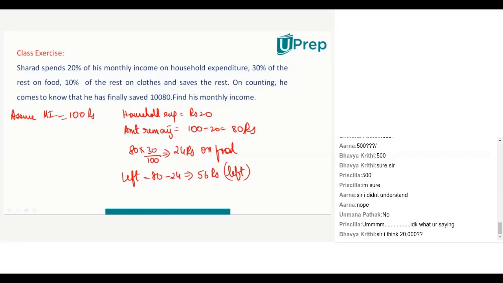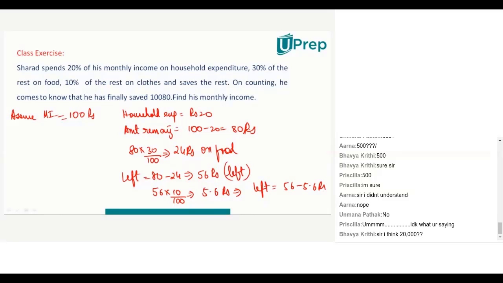Now what does he say? 10% of the rest on clothes. He is left with 56 rupees. Out of 56 rupees, he spends 10% on clothes. 10% of the rest means 10% of the remaining. What is 56 into 10 by 100? 5.6 rupees.